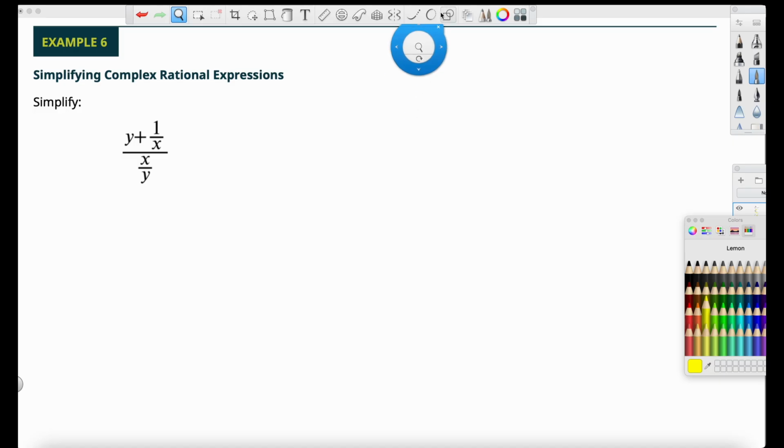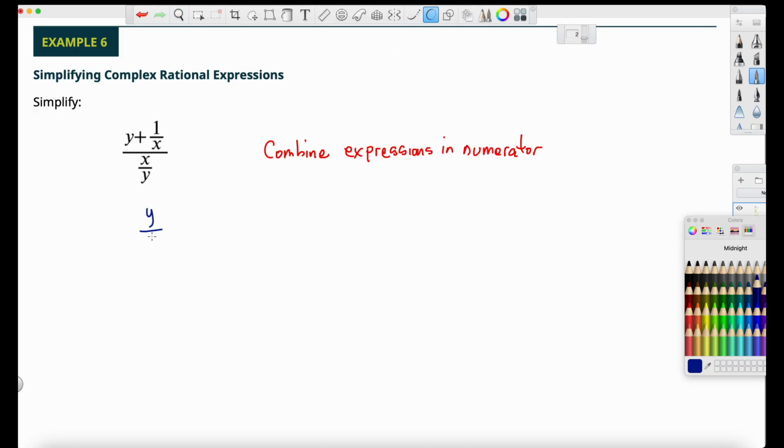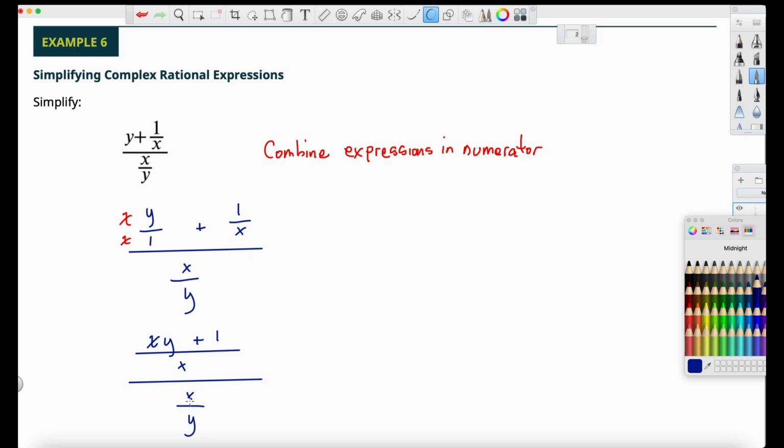Okay, now we have a complex rational expression. That means we have fractions within a fraction. So let's first combine the numerators together. So let's get a common denominator. In this case, it's going to be x. So I need to multiply top and bottom by x for the first part. I have all over x. Now dividing by x divided by y.